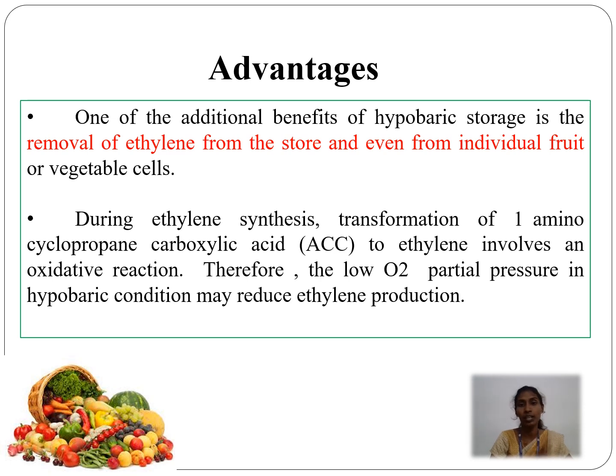So what are all the advantages of this hypobaric system? One of the additional benefits of the hypobaric system is removal of the ethylene from the store and even from individual fruits and vegetables. So during the ethylene synthesis, we know there will be a conversion of an amino acid, amino cyclopropane carboxylic acid, that is ACC, to ethylene. So that is an oxidation reaction. Therefore, the low O2 partial pressure in the hypobaric conditions may reduce the ethylene production also.